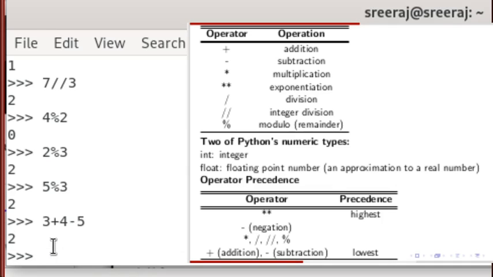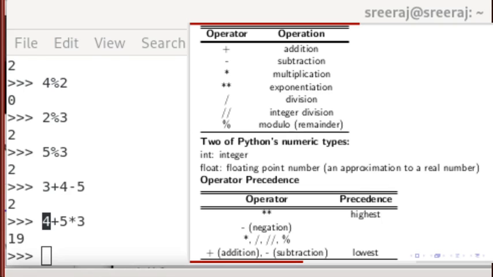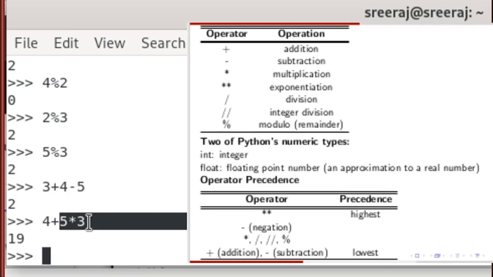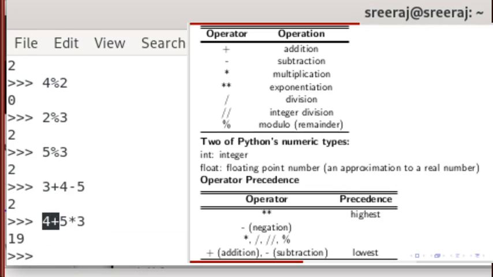Next let's add 4 to 5 multiplied by 3. Definitely we got the answer as 19. That means it starts with 5 times 3, we got 15, and later it is added with 4. We got 19. In this case, the order of operations dictates that the multiplication should be applied first, followed by the addition. The 5 is multiplied by 3, and later it is added with the 4. We got the answer as 19.